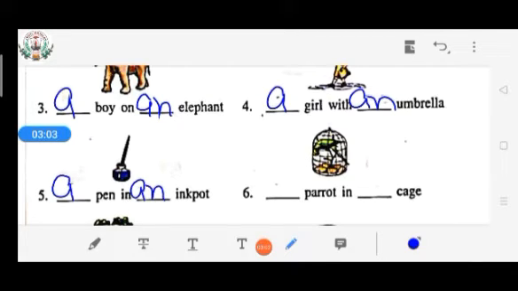The spelling of ink pot is I-N-K-P-O-T. The first letter of ink pot is I. So, I is a vowel. Because of that, we will put an ink pot.